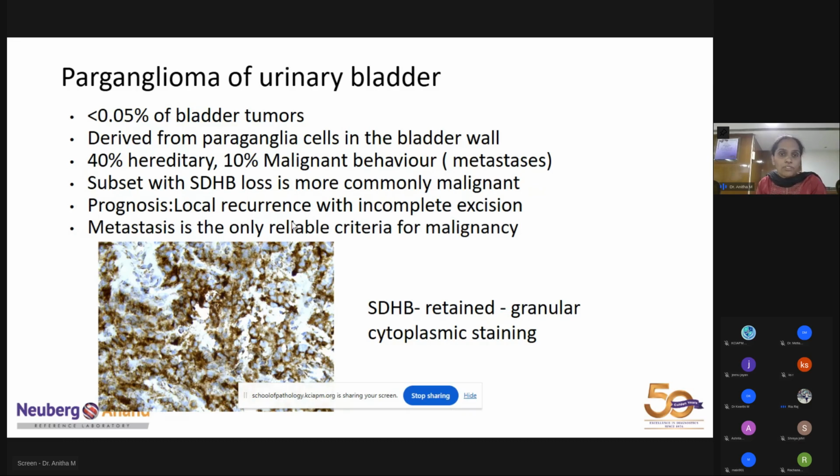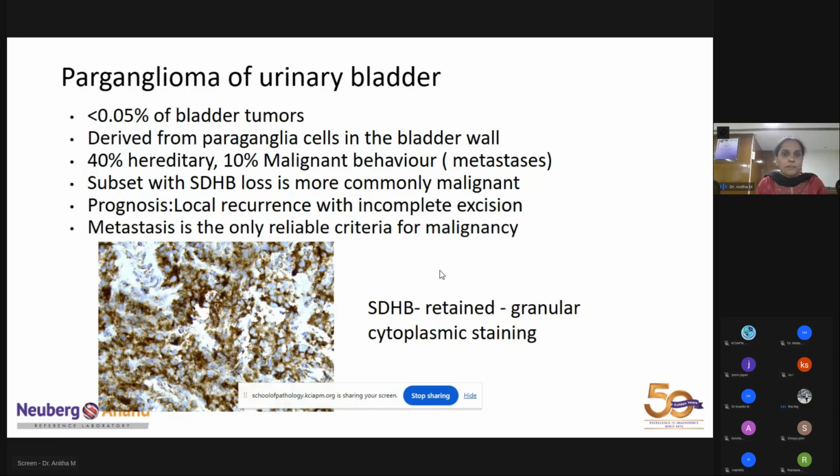The strongest genetic prognosticator is the SDHB mutation. So we went ahead and did IHC for SDHB, and it showed granular cytoplasmic staining, which means that SDHB is retained in our case. And for the prognosis, local recurrence can occur with incomplete excision, and metastasis is the only reliable criterion for malignancy. Thank you.